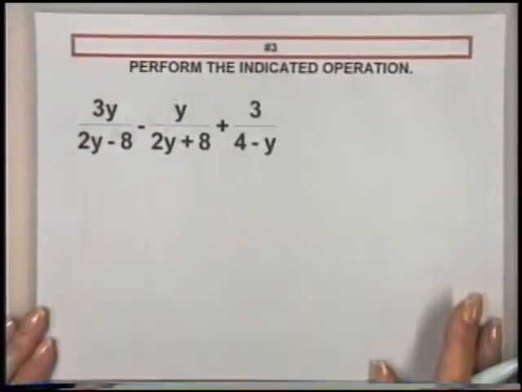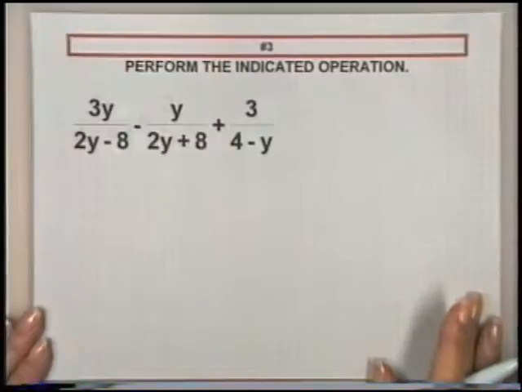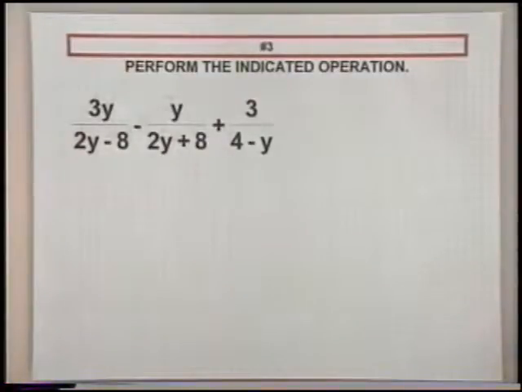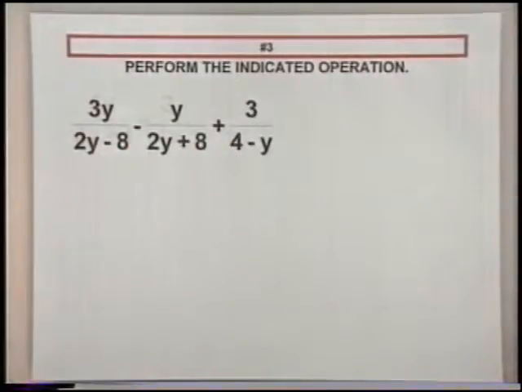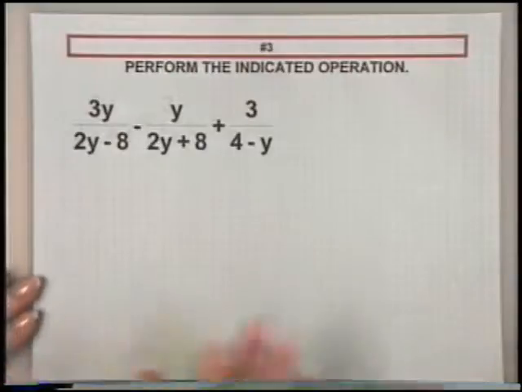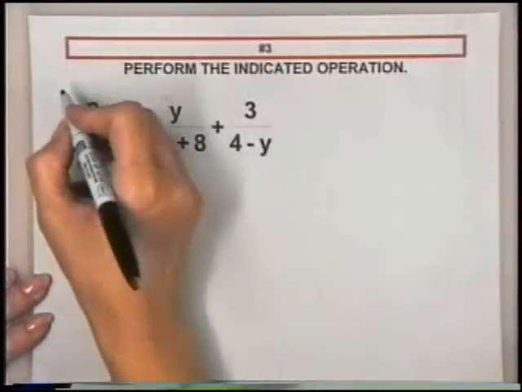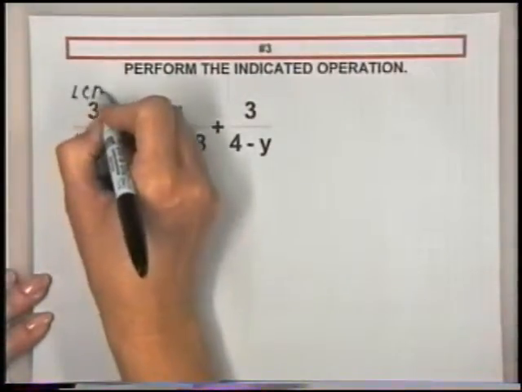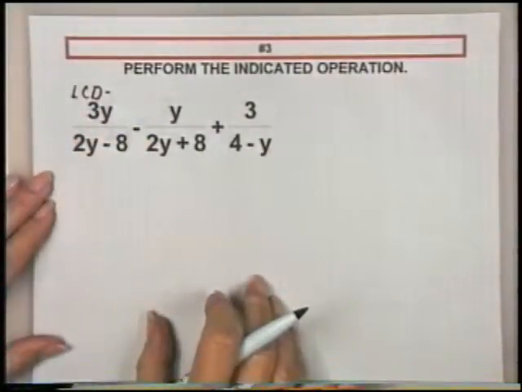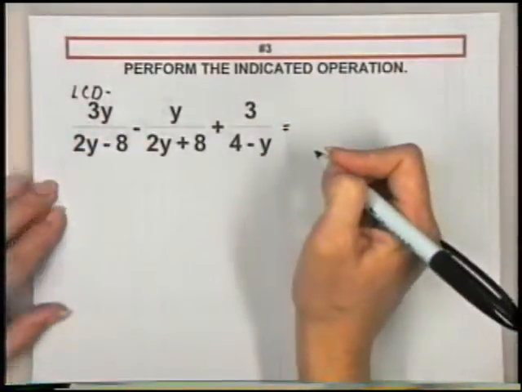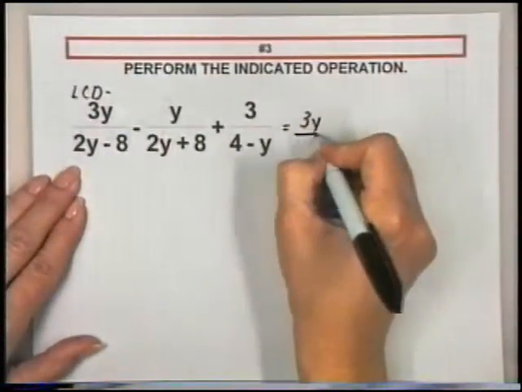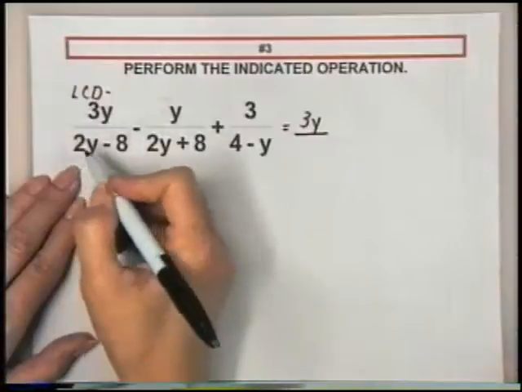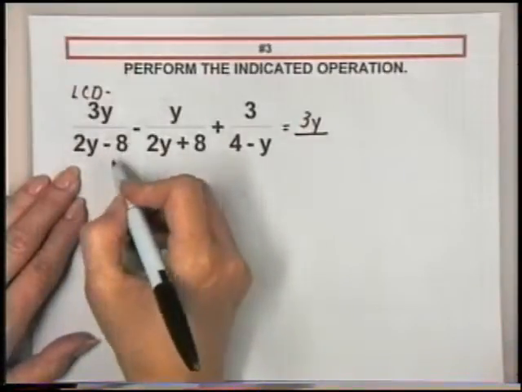Let's work problem number 3. Perform the indicated operation. In this case, I am subtracting and I am adding. I know I need to find the LCD. Let's rewrite each fraction. As we do that, let's factor the denominators.